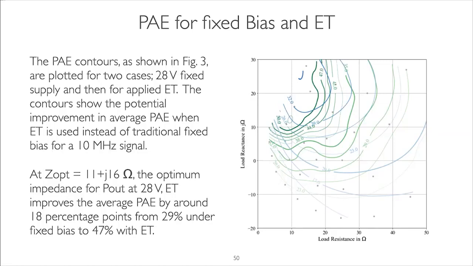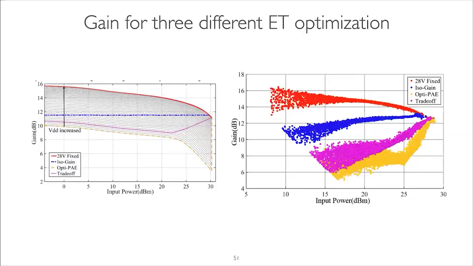And again, this is all being done with active load pull. So we're tuning the impedances, not only at the fundamental, but at the harmonics. Now here we're just showing the fundamental, but we're not optimizing the harmonics for efficiency. We're just optimizing the bias algorithm to get better efficiency.